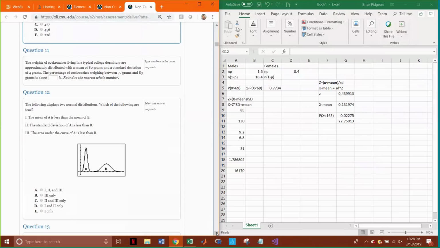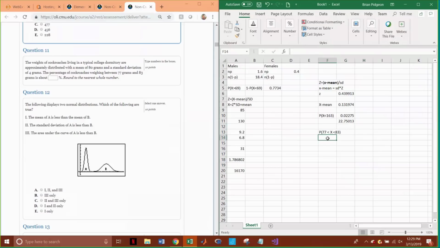The weights of cockroaches living in a typical college dorm are approximately normally distributed, that's what it should say, I will add that word later, with a mean of 80 and a standard deviation of 4. So we're looking for the percentage of cockroaches weighing between 77 grams and 83 grams. So if we write this out in probability notation, we're looking for the probability that x is between 77 and 83, if x is the weight of a randomly selected cockroach.